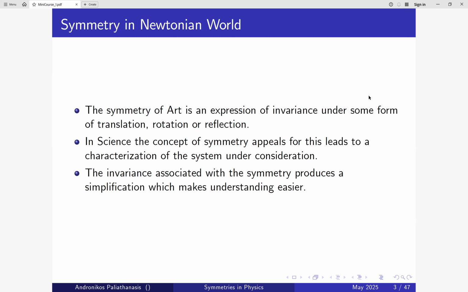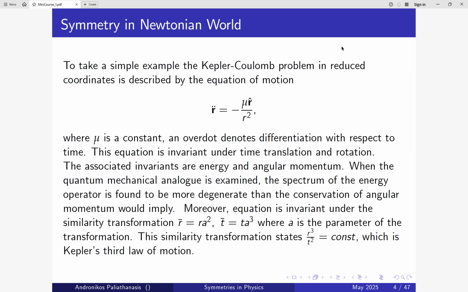In science, the concept of symmetry leads to a characterization of the system under consideration. The invariance associated with the symmetry produces simplifications which make understanding easier. Now, to take a simple example, I will be Newtonian today. We consider the Kepler-Coulomb problem in reduced coordinates.